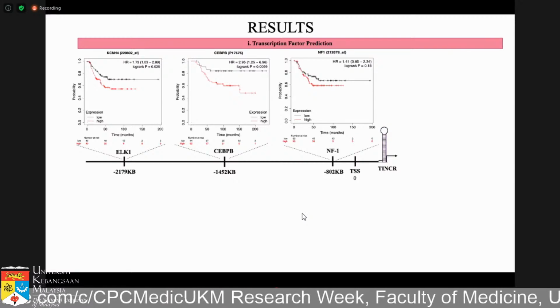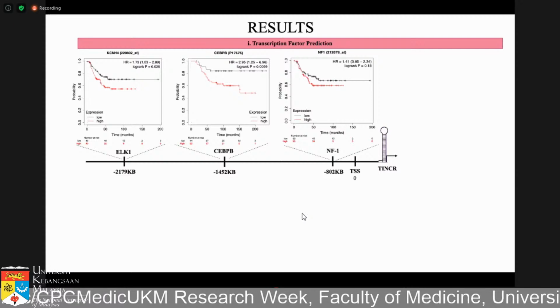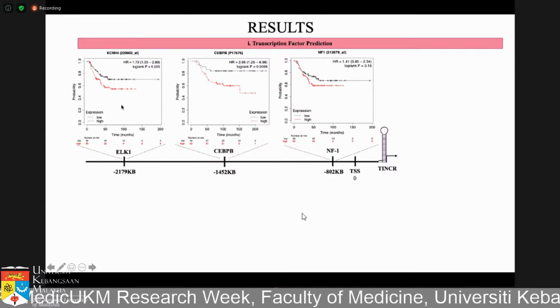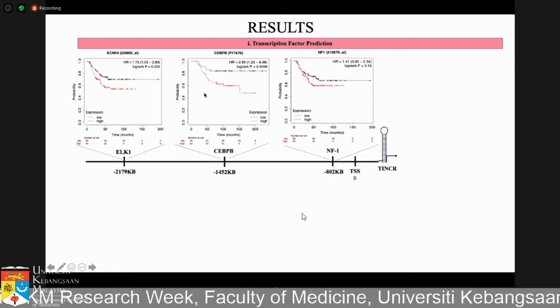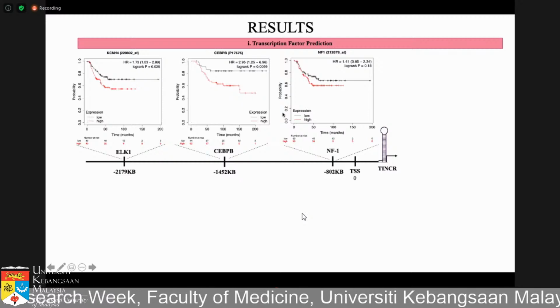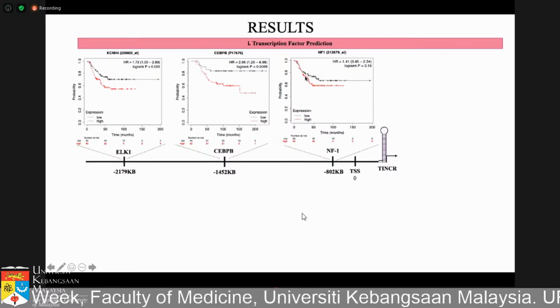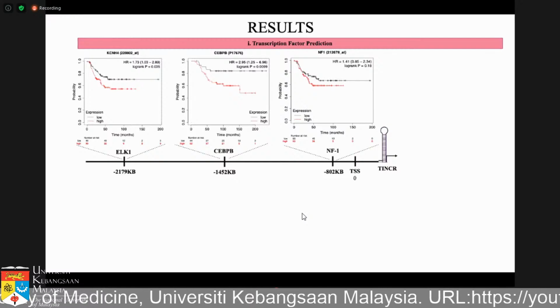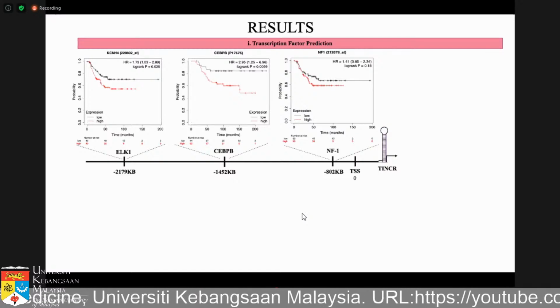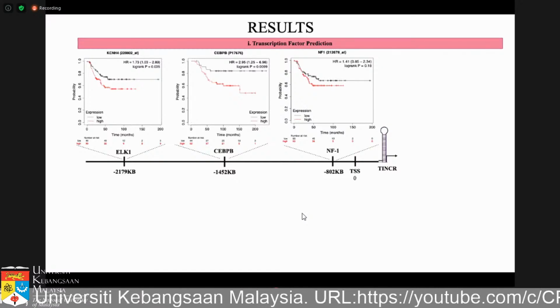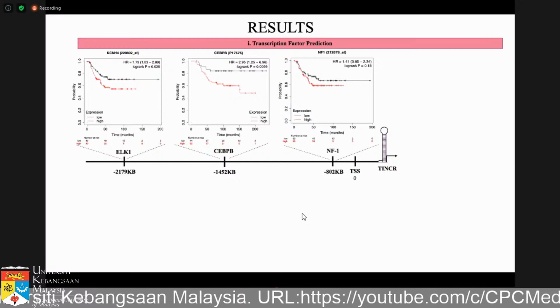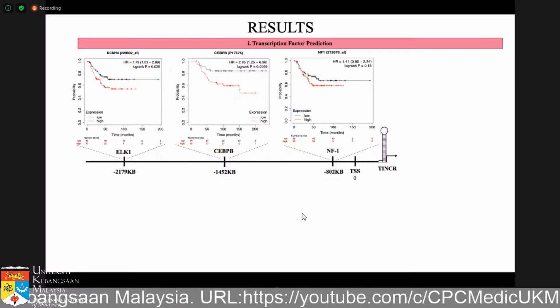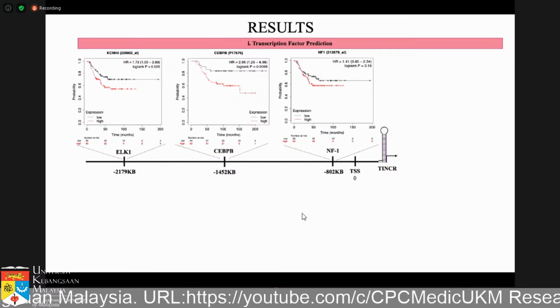And when cross-validated with a public TNBC dataset, we found that ELK1, aka KCNH4, as well as CEBPB were statistically significant, but not NF1. However, the reason why we included NF1 is because a few studies have reported its association with poor survival in breast cancer. And since it is predicted as one of the regulatory factors of THINCR, we are interested to find out how it may drive poor outcome in TNBC.